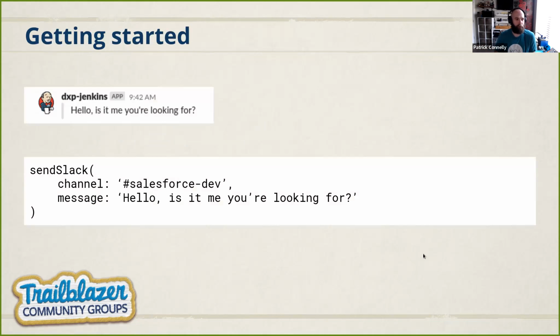If we wanted to do just the simplest of things, we can just use the send Slack command. You put in your channel, you put in your message, and you get what you're seeing here. This is what I would say is useful for one-off things. If you have a job that runs and you don't care about whether it passed or failed, it was just a thing that happened, you can use this to just send that notification. It's kind of our building block for the rest of what we're going to talk about.